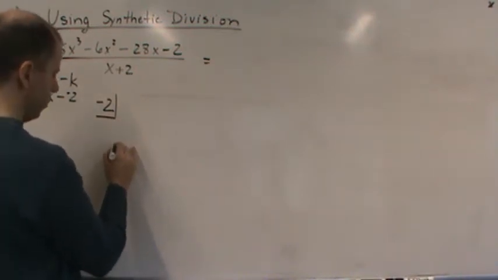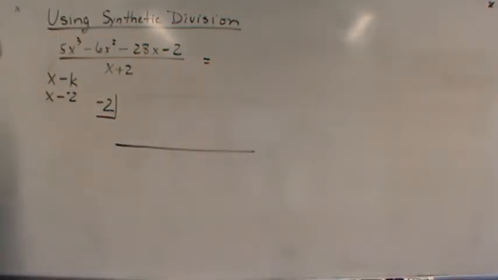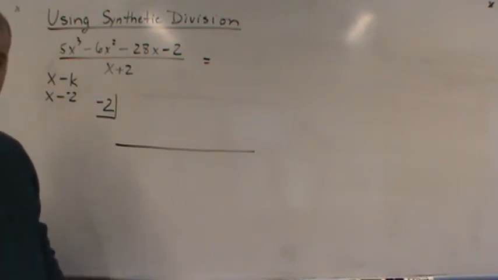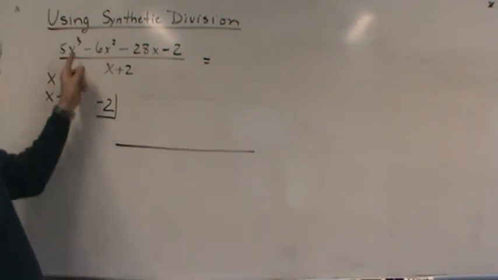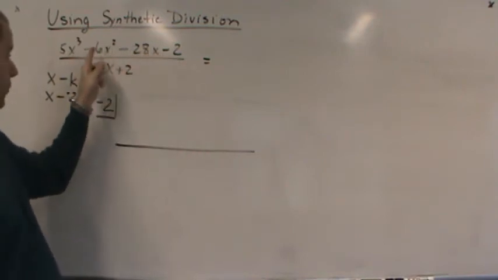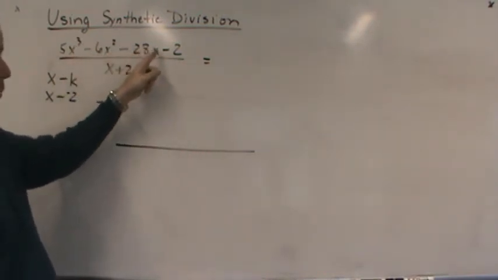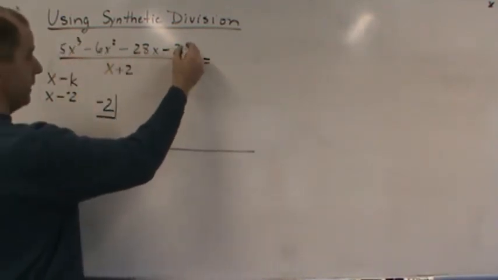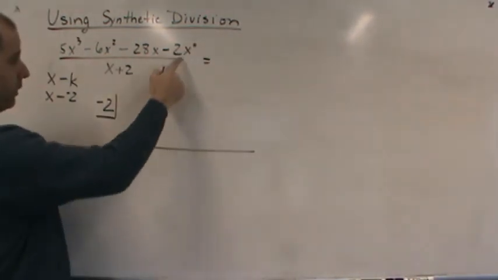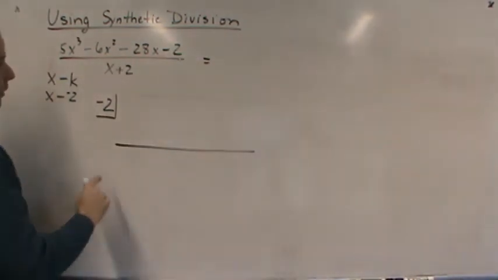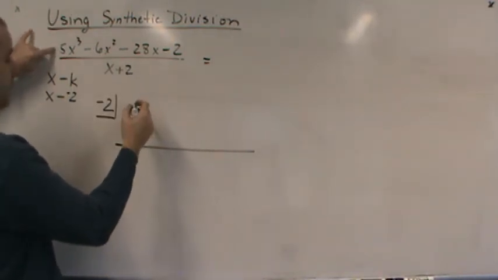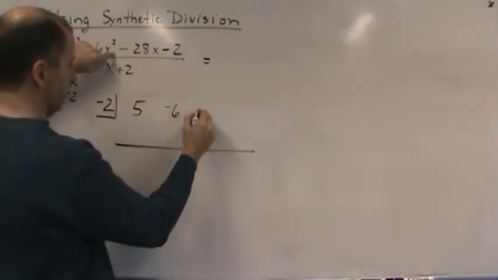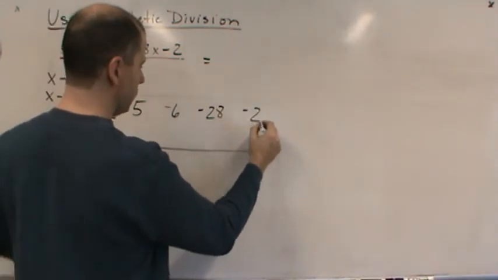Okay, now I'm going to draw my line. The first thing I'm going to do is write the coefficients across, paying attention to place value and missing place values. In this case, we've got no missing terms, so we've got exponents 3, 2, 1, and 0. Again, think of the exponents on the x values. We could put x to the 0 here. So we won't need any zeros for placeholders. It's going to be 5, negative 6, negative 28, and negative 2.